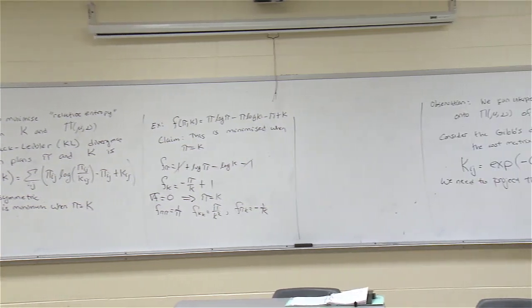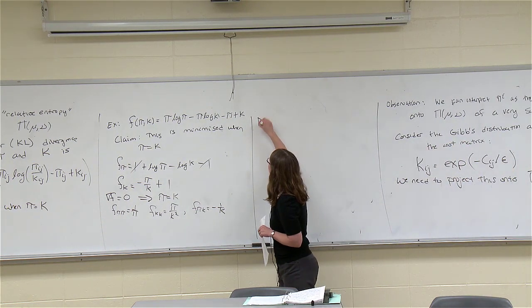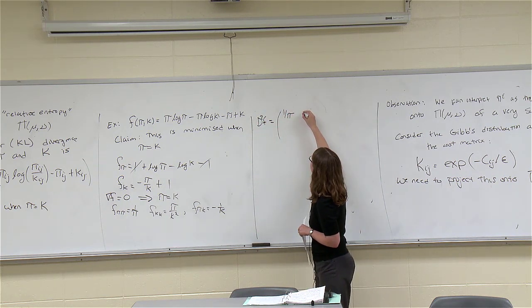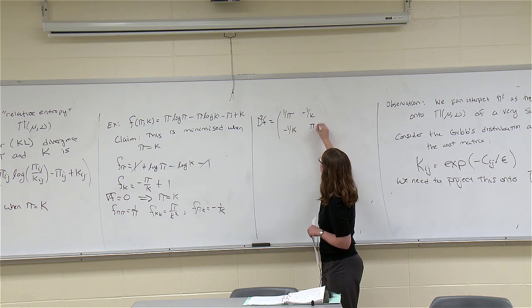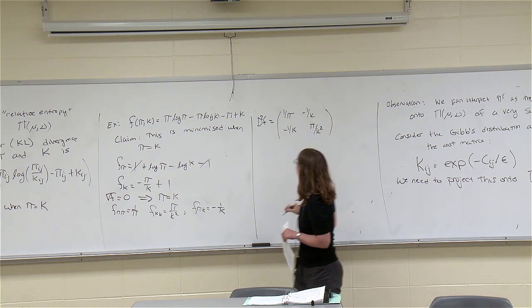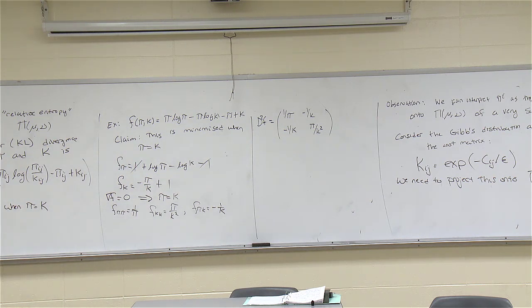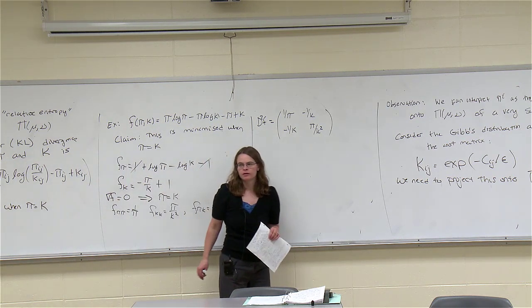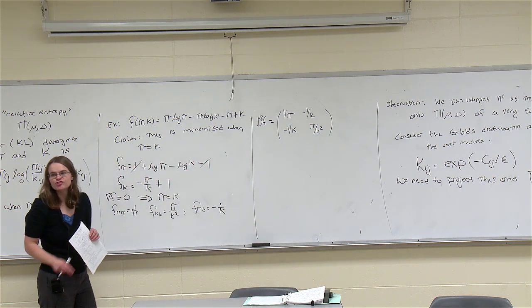Okay, so we know that if we're trying to characterize minimizers, we need to look at the Hessian of this thing. So the Hessian is going to be equal to, I have 1 over pi, off diagonal I have minus 1 over k, minus 1 over k, pi over k squared. Ideally, we'd like this to be positive definite. It's a 2 by 2 matrix.